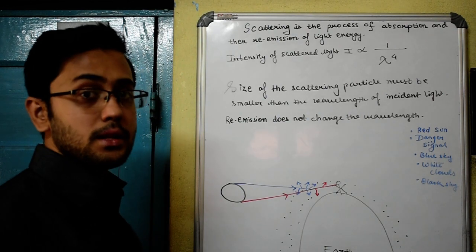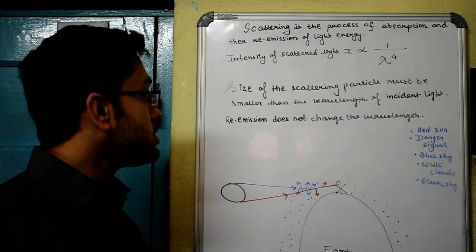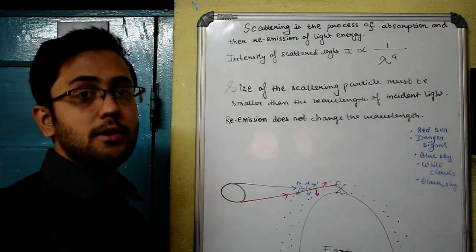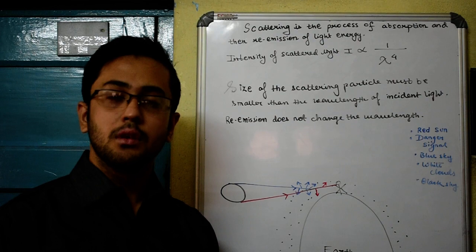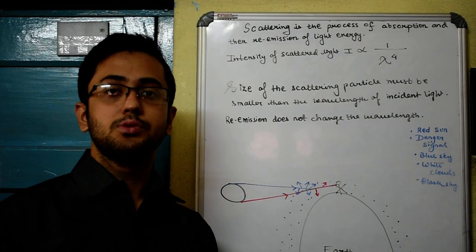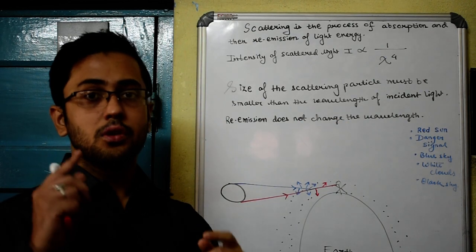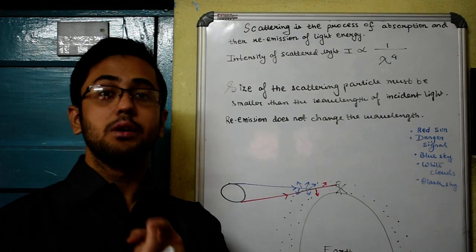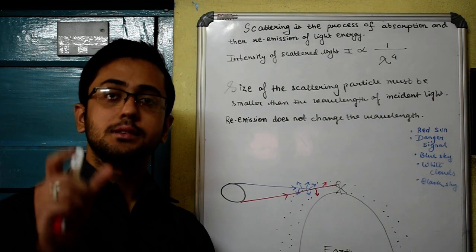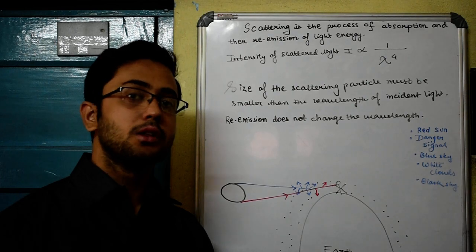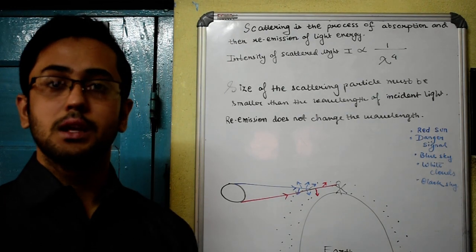We need to remember one thing: scattering is the process of absorption and then re-emission of the light energy, and re-emission does not change the wavelength. So if a dust particle absorbs a wavelength of 500 nanometers, when it re-emits that light energy after absorption, it will still remain at 500 nanometers. So the 3 key points are: first, scattering is the process of both absorption and re-emission. Second, for scattering to take place, the particle must have dimensions smaller than the wavelength of light. And third, re-emission will not cause any change in the wavelength of the light.